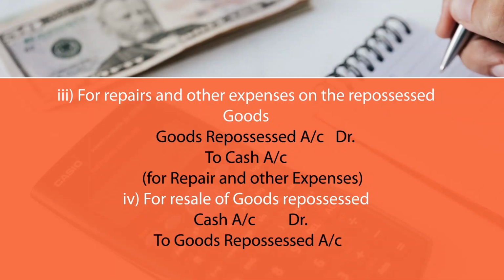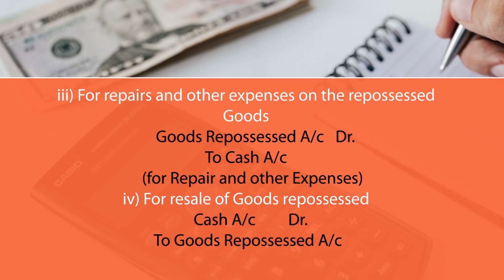Then, for resale of goods repossessed. Very simple: when we have repossessed the goods and have now taken a decision to resell the goods, in such a case the cash will come to us. So, as per the rationale of the real account, debit what comes in. Here the cash is coming in, therefore the cash account has been debited, and again the goods repossessed, that is the asset, so this is also a real account.